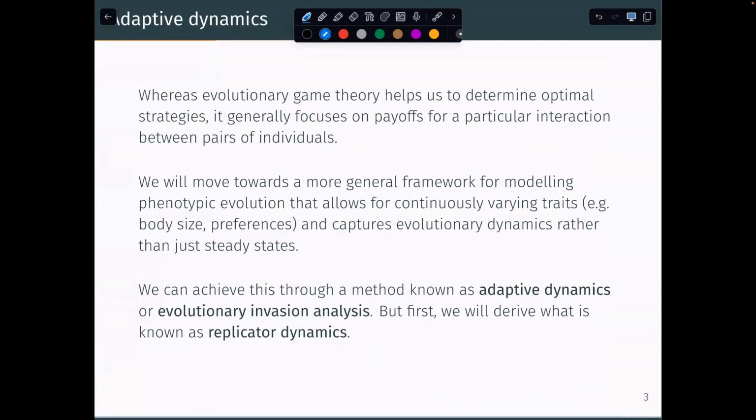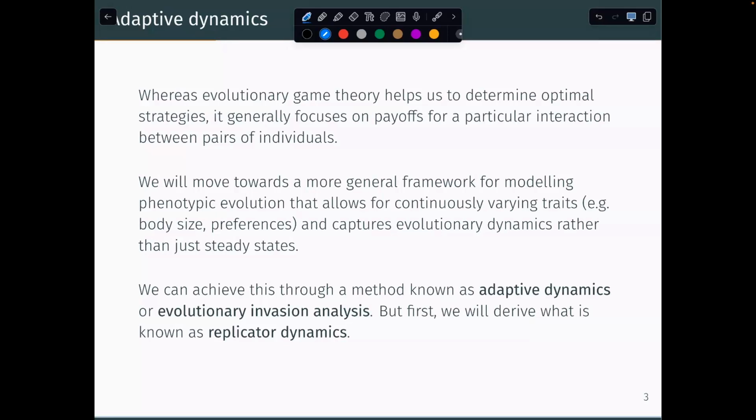So evolutionary game theory helps us to determine optimal strategies usually, and it generally focuses on payoffs for a particular interaction between pairs of individuals. And we want to try to generalize this to get some dynamics out of it by thinking about interactions between not pairs of individuals, but different strategies. That's very similar to the strategy space that we have in evolutionary game theory, but with this more general model of phenotypic evolution.